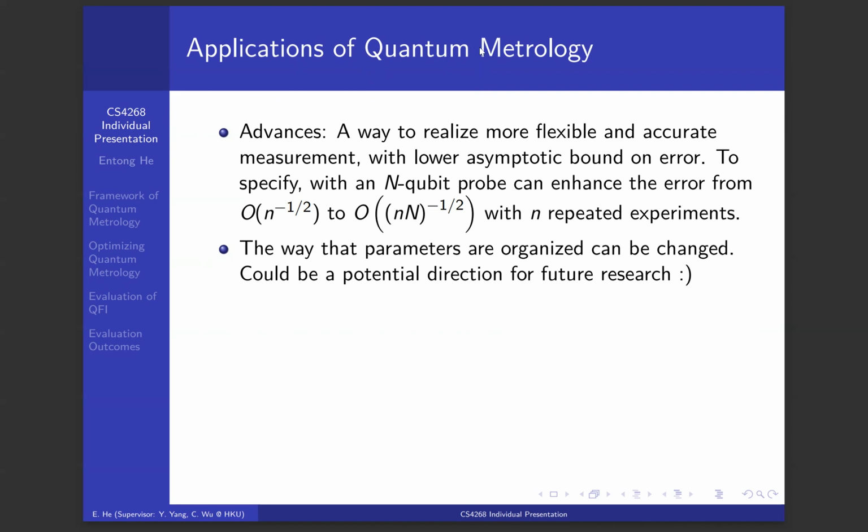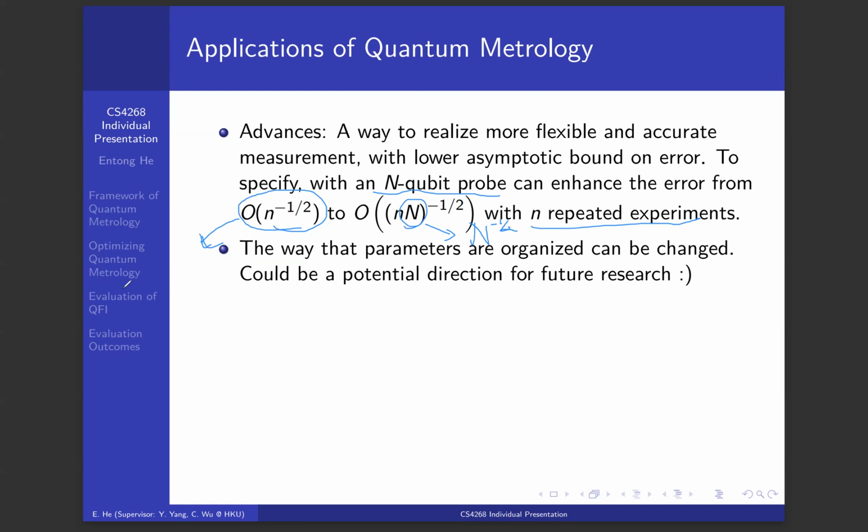And to specify, with an n-cubit probe that is entangled, it can enhance the error from O(N^{-1/2}) to O(n^{-1/2}) times N^{-1/2} with N repeated experiments. This is a direct result from the central limit theorem. So this is the enhancement on the standard deviation. But with quantum entanglement, it will bring an n^{-1/2} enhancement.